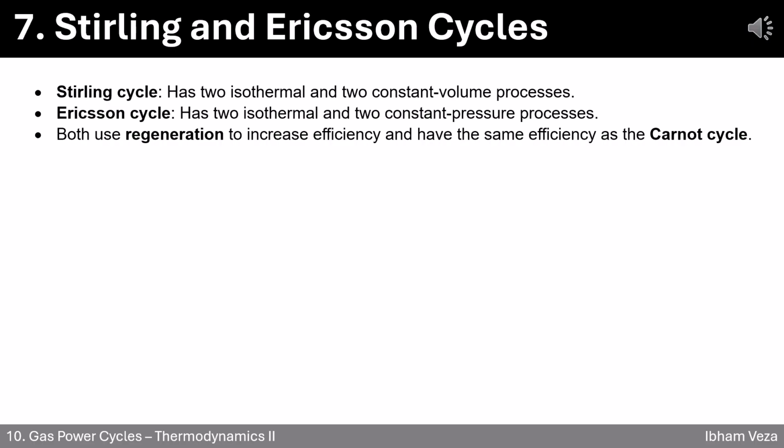What really sets these cycles apart is regeneration. This means they recycle some of the heat within the cycle, which reduces how much heat they need from the outside. Thanks to this regeneration, both cycles can theoretically reach the same maximum efficiency as the Carnot cycle. In simple terms, these cycles are clever designs that reuse heat and aim for top efficiency. But in practice, they are more common in niche applications like Stirling engines for submarines or quiet generators.